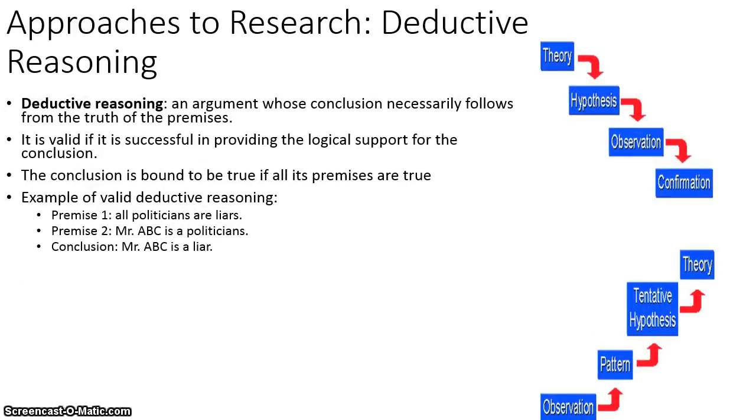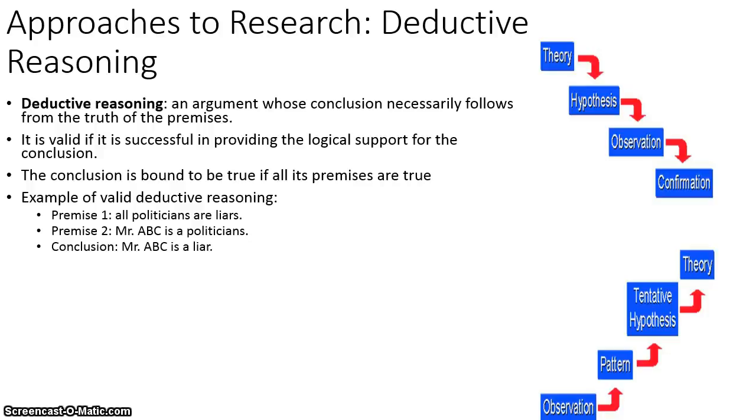Approaches to research. There are two approaches in research, which are deductive reasoning and inductive reasoning. First, I will explain deductive reasoning. Deductive reasoning is an argument whose conclusion necessarily follows from the truth of the premises. It is valid if it is successful in providing the logical support for the conclusion. The conclusion is bound to be true if all its premises are true.